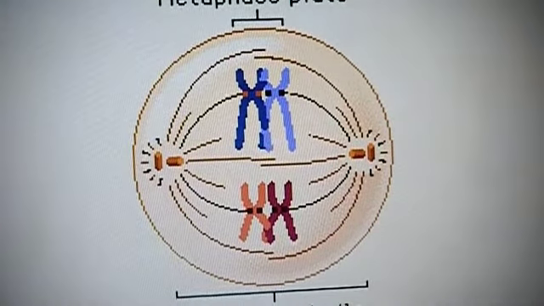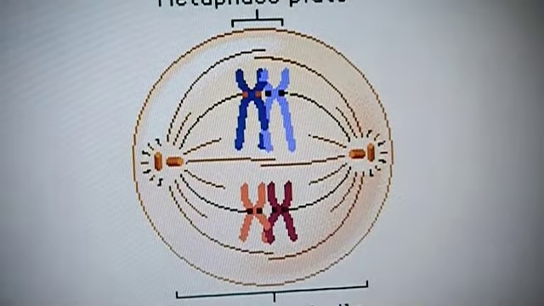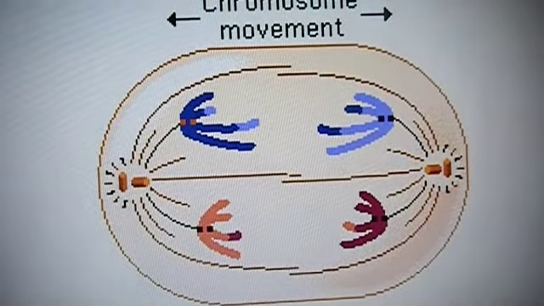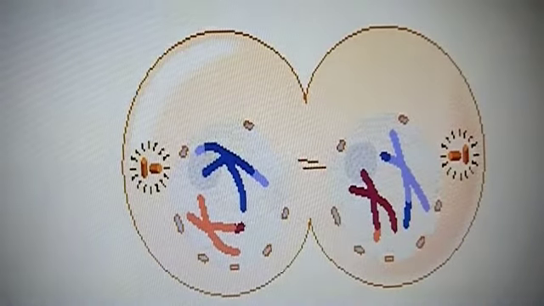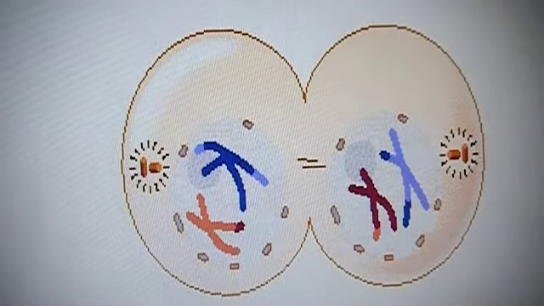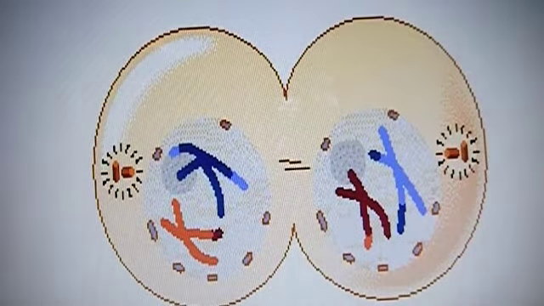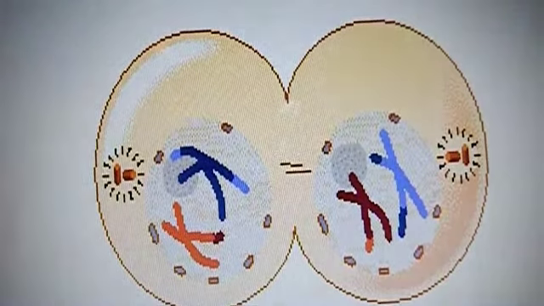Then, in metaphase, pairs of homologous chromosomes lined up across the center of the cell. Then, in anaphase, spindle fibers pulled each homologous chromosome pair toward opposite ends of the cell. Next, in telophase, the separated chromosomes clustered and a nuclear membrane formed around them. Finally, in cytokinesis, the two new cells were separated from each other.